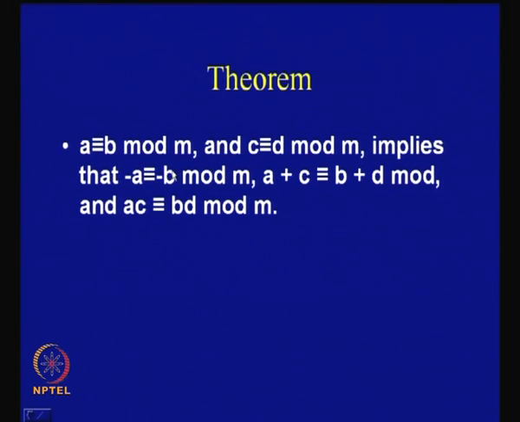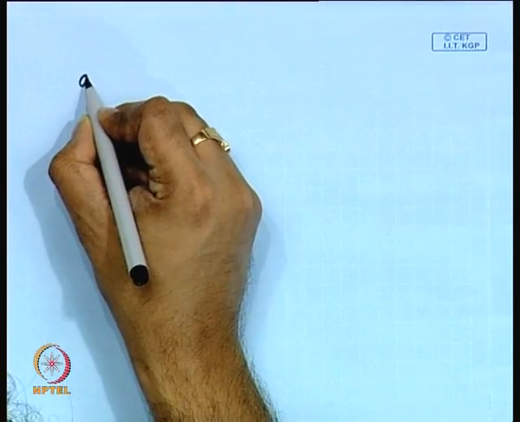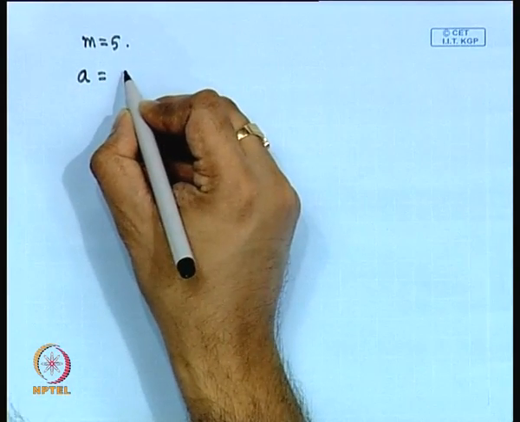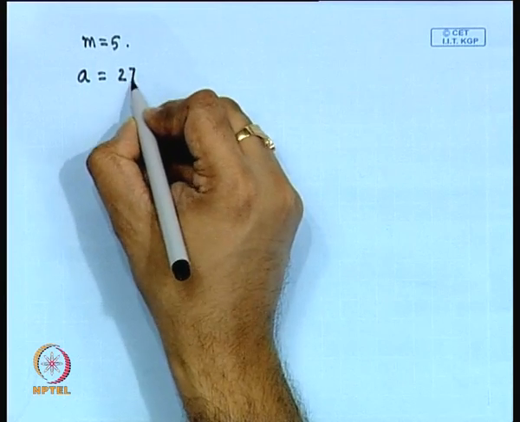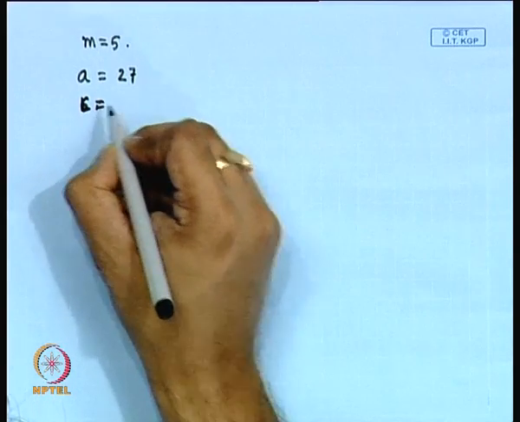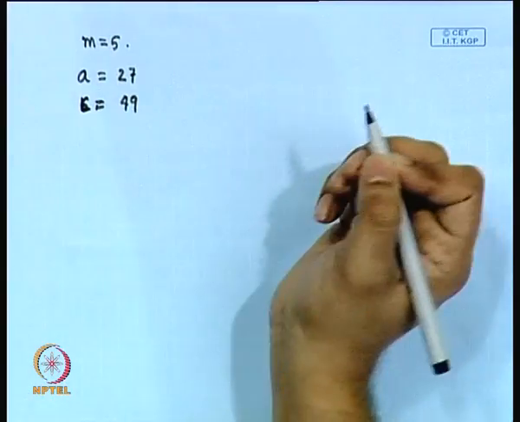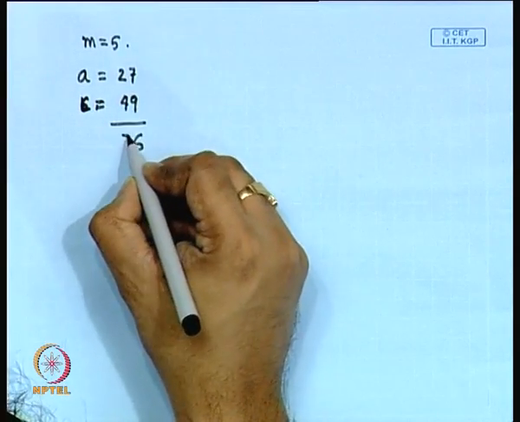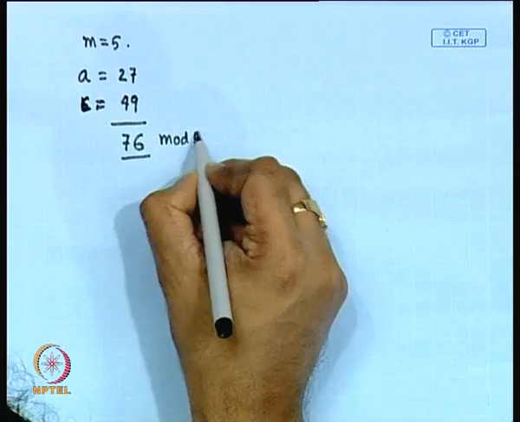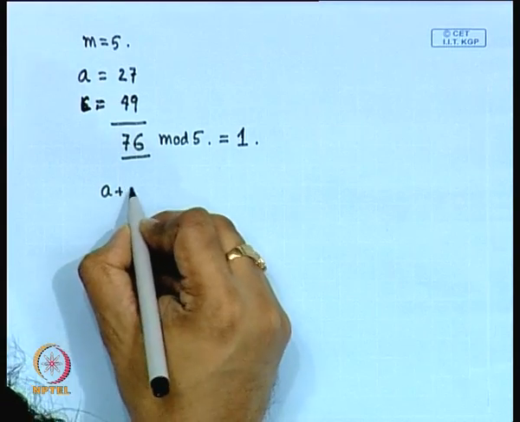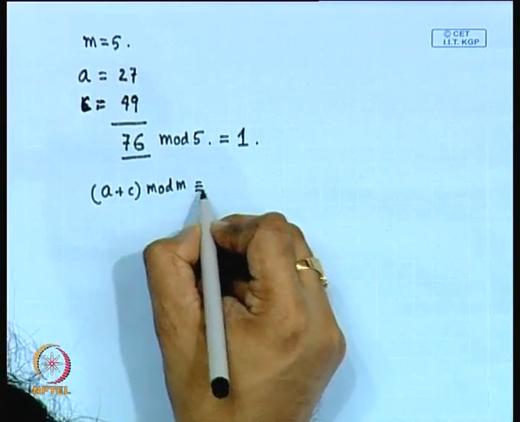Let me illustrate this with a very simple example. Let us take a large value of A. Consider that our M value is 5, and A is a large value, maybe 27. Let us consider another value C, say 49. If we add these two numbers, we get 76, and if I do a modulo 5, that means I divide this by 5 and my remainder is 1. So A plus C modulo M is equal to 1.